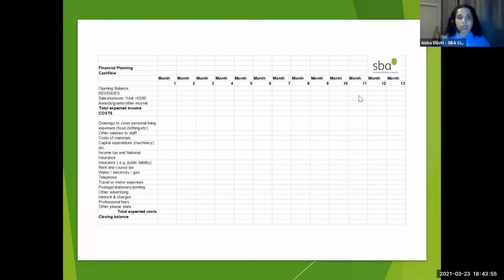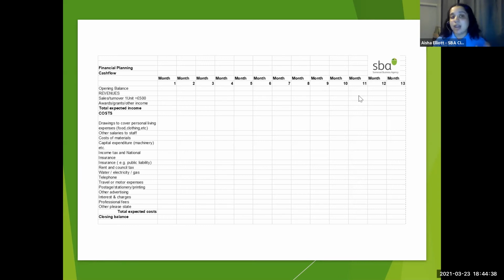So we have in the left-hand column at the top, it says opening balance. So in month 1, it might be that your opening balance is 0. If it doesn't cost you any money to set up your business, your opening balance could well be 0. But if you have put your own money from your own savings into the business, or you have borrowed money from family, or you've got a loan, something like that to start the business, that will be where your opening balance goes. That figure is going to make up your opening balance.